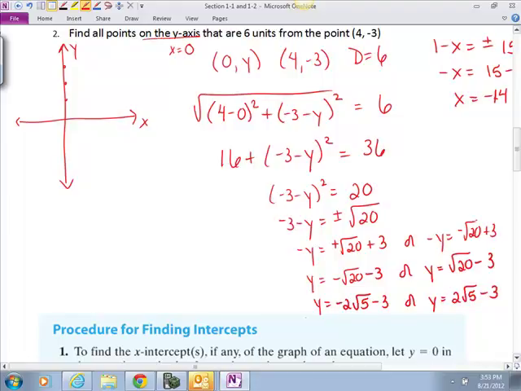And so if you want to put it in point form, on the y-axis the x is 0, so it would be (0, -2 square root of 5 minus 3) and (0, 2 square root of 5 minus 3). So that's kind of a messy problem, but that's the exact answer there.